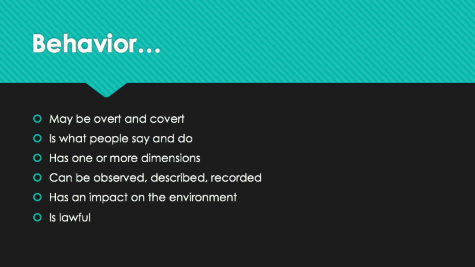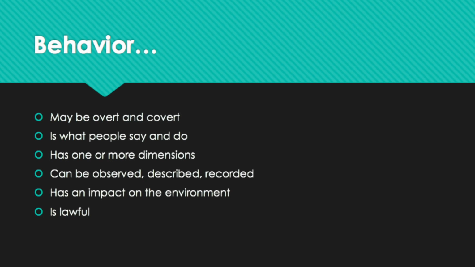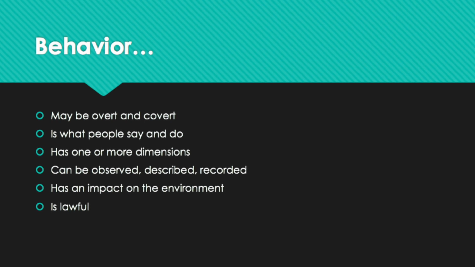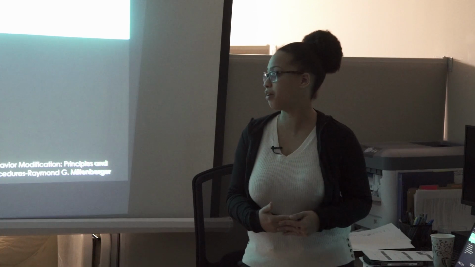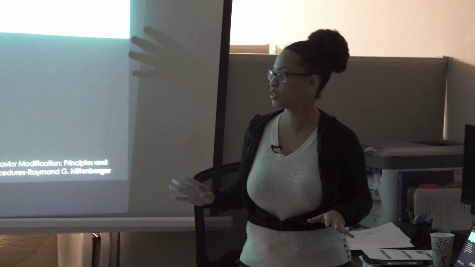So just jumping right in, behavior can be overt, it can be covert. It's what people say and do. It has one or more dimensions. It can be observed. We can describe it. We can record it. It has an impact on the environment. It's lawful. And we're going to go into what all these things mean in just a few seconds.